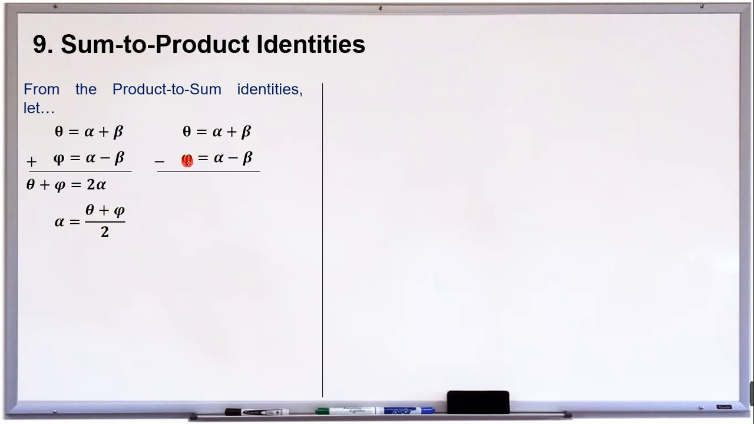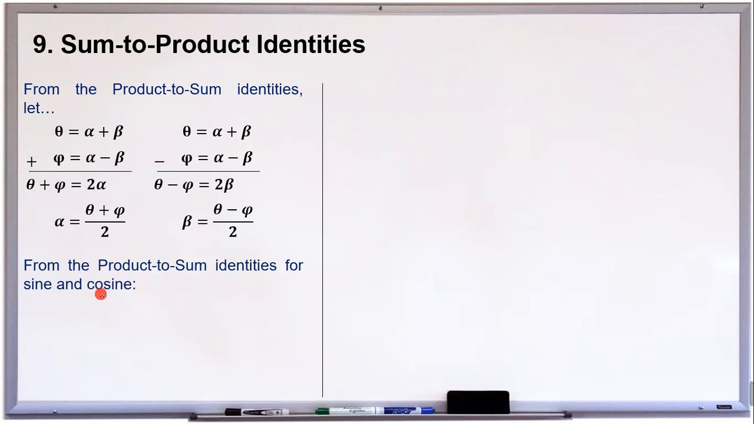Now if we subtract these two, we'll end up with theta minus phi is equal to, so alpha right here will be cancelled out, it will become 0. Then we have beta minus the negative of beta, so we have positive 2 beta. So beta is equal to theta minus phi all over 2. Now we are going to substitute these new expressions into our product to sum identities in order to generate the sum to product identities. Now let's start with the product to sum identity for sine and cosine.